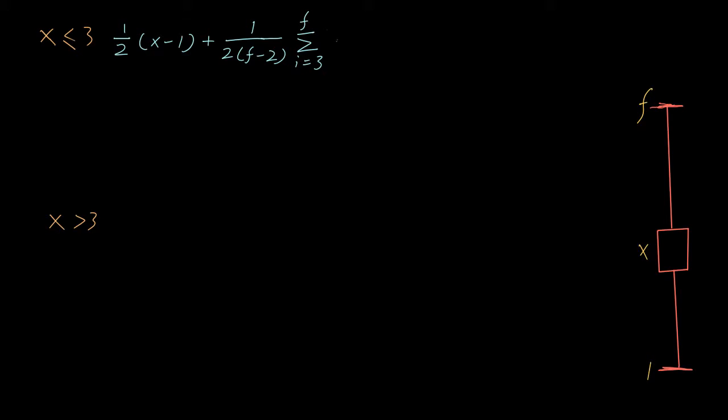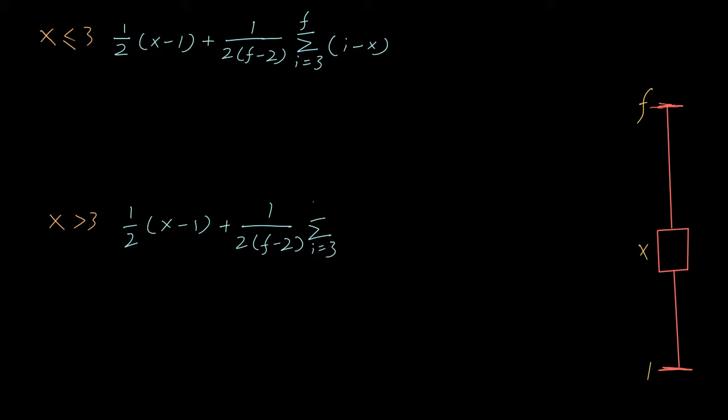So we are trying to get the sum of the time from I equals 3 to I equals f, and the time the elevator takes to go to that floor is I minus x. And for x greater than 3, the first part is still the same. Half of the people take the elevator from the first floor. But the second part, we need to divide into two parts.